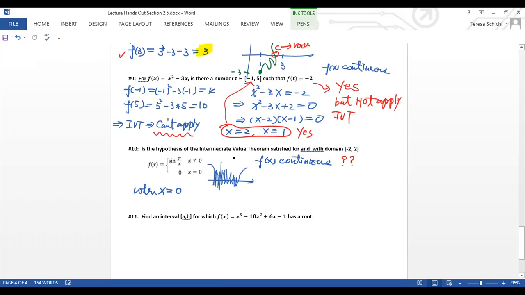Like a cosine function, the limit does not exist. When the limit does not exist, then sine pi x is not what? It's not continuous. Right, we did a couple of problems here for sine functions. So, is f continuous on negative two? No.